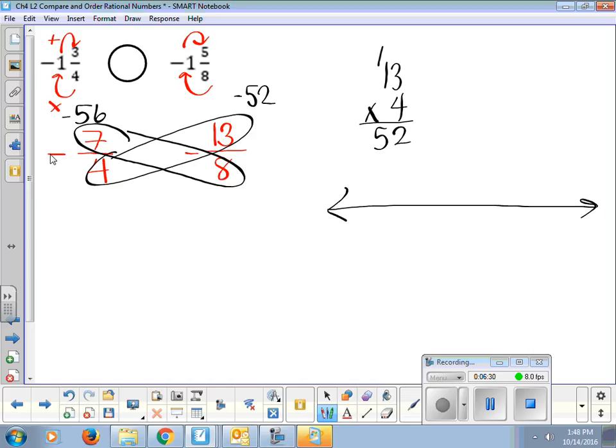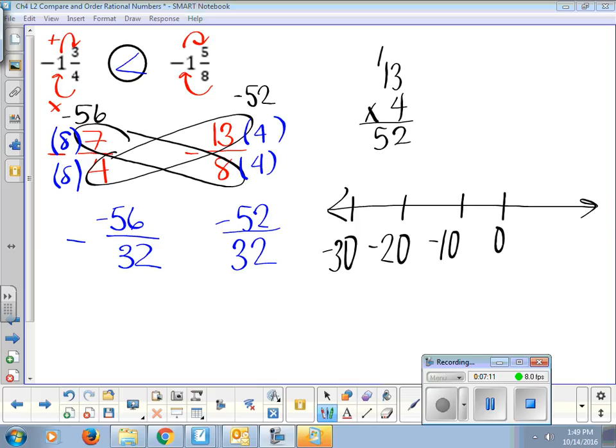Think of a number line. If we have 0, the further we get away from 0, the bigger the negatives. Which number would be the smaller number? -56, because it's further away from 0. So we know that this number is smaller, so we need to use a less than sign to represent its relationship with the other fraction. So we know that -1 3/4 is less than -1 5/8.